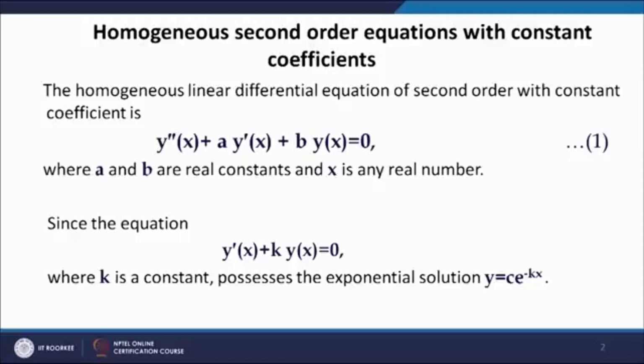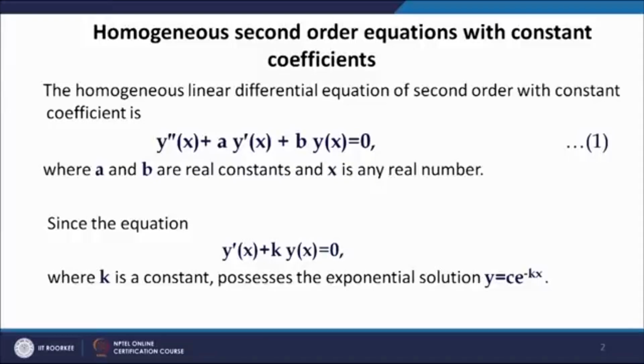Such an equation is given by y double dash x plus a y dash x plus b y x equal to 0, where a and b are some real constants and x is any real number belonging to R. Now let us look at this. We shall be finding the solution of this second order homogeneous linear differential equation with the help of the solution of first order linear differential equation with constant coefficients.